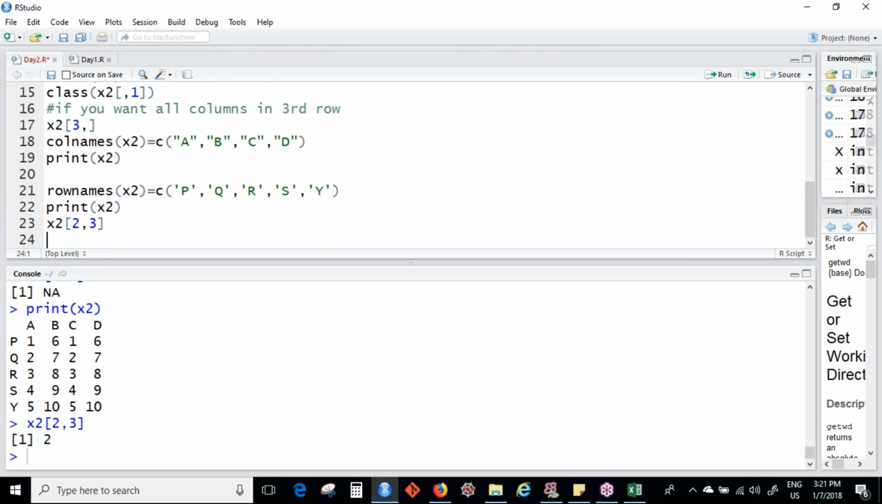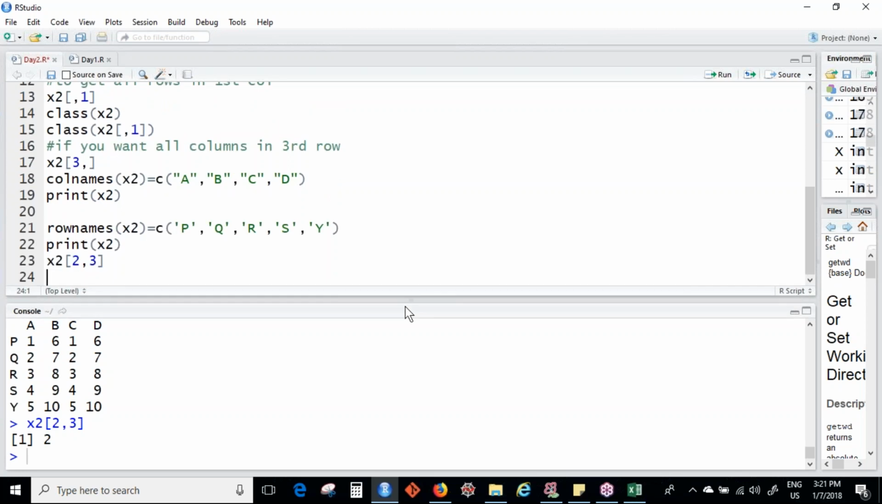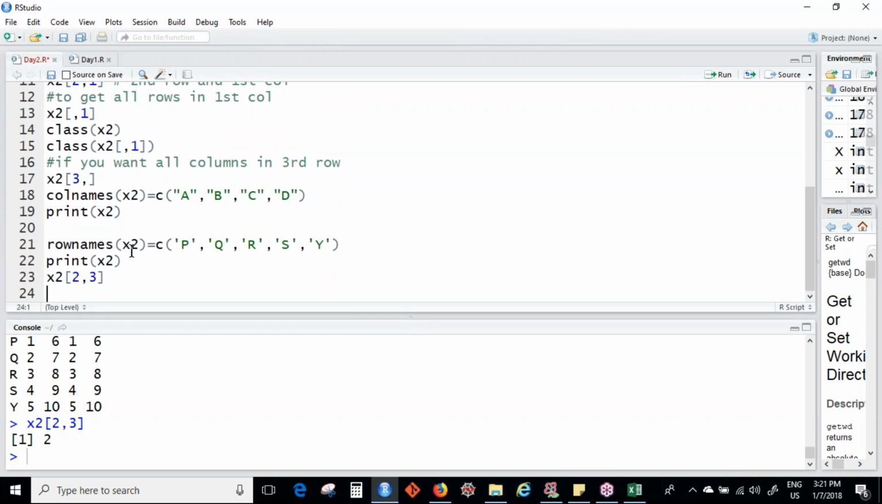So this is all about matrix. So why I covered matrix is not something which you will be using.